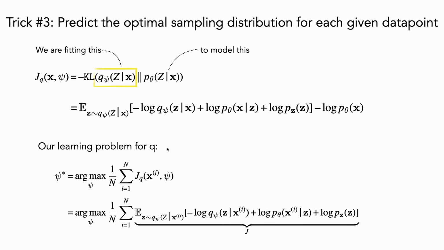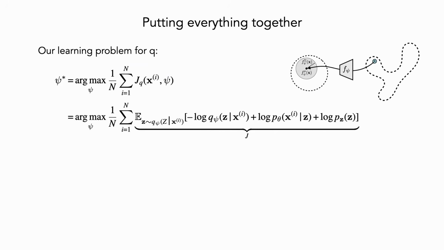Okay, so our learning problem for Q is to optimize this, and this is an expectation, so I could optimize that by taking a Monte Carlo estimate of the expectation: sampling a bunch of different Z's and taking the average over all of the values within the expectation. So that's the learning problem for Q, which is parameterized by a neural network F, mapped from X to an inferred distribution over latent variables that can explain X.